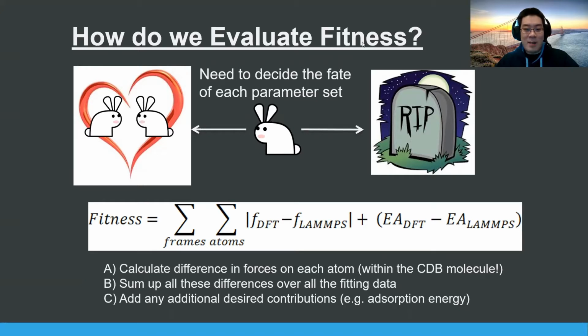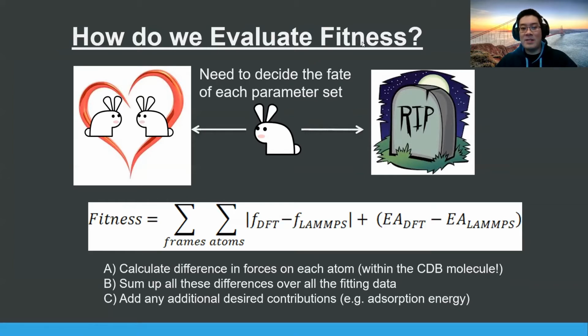In our example, what we did was we calculated the difference in forces on each atom within the calculation, and we summed up all of these differences over the entire fitting data set. And you do this for every single set of parameters or population members that you have. So this will give you the total fitness of the system if you define fitness as reproducing accurate forces on every single atom in the system.